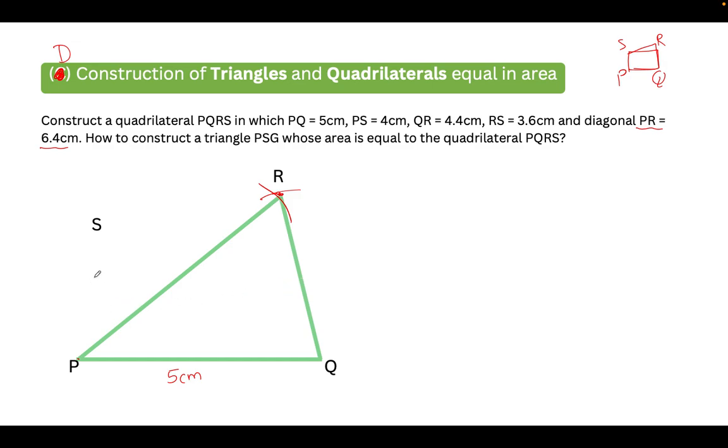Now we will make an arc of PS, how much, 4 centimeter, that is P to S 4 centimeter arc, and R to S, that is 3.6 centimeter arc, and here it will be PQRS. Okay, this is the quadrilateral. Now we need to construct a triangle PSG somewhere here, so that the area of the quadrilateral is equal to the area of the triangle. So first of all we will construct a diagonal QS. So this is diagonal QS.